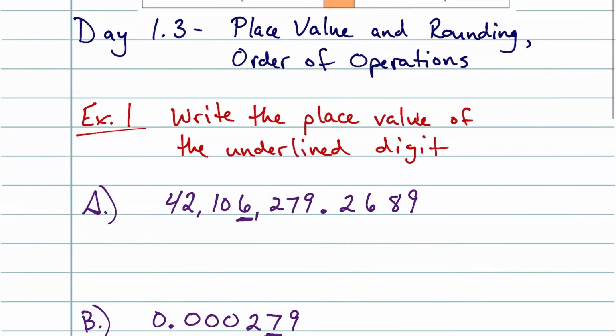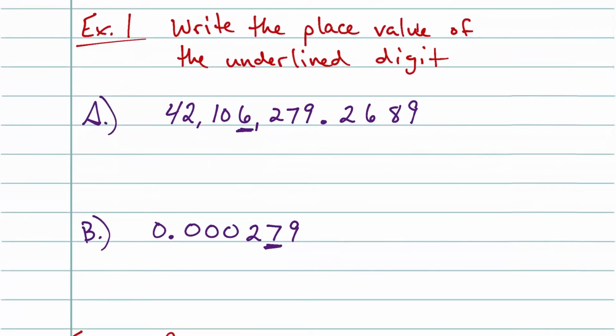In the first set of examples, I've got these already pre-written for you. As the video goes, pause the video so you can copy these down. In example 1, you want to write the place value of the underlined digit. The underlined digit here is this 6. And that 6 is 4 place values away from the decimal, and you should remember that's the thousands. We would read this as 42,106,279, and so on with the decimal. So this digit is in the thousands place.